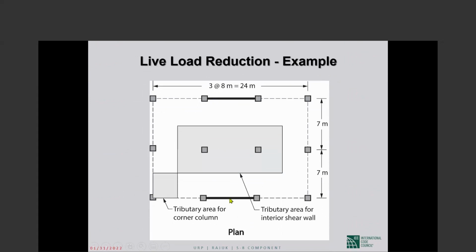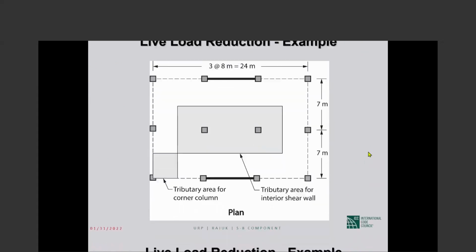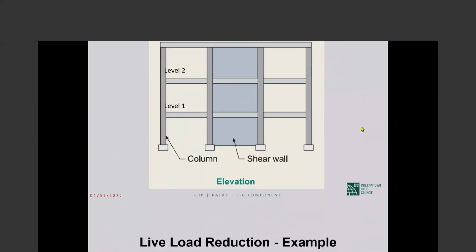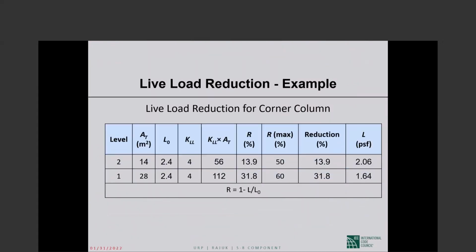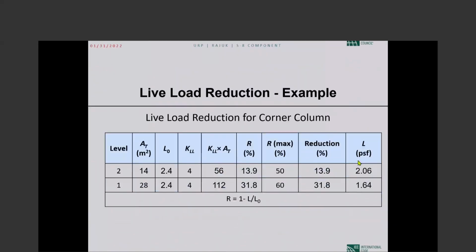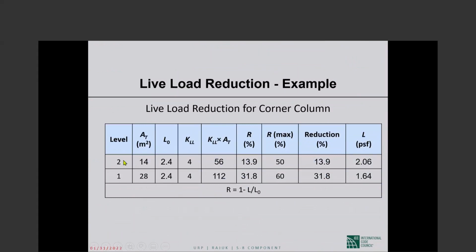We have shear walls on the two faces, otherwise these are columns. This is the elevation, the 4-meter height. We are calling this level 1, this is level 2, this is the roof. Roof is treated separately. Okay. So I think we have calculated live load reduction for the corner column and the shear wall. Those are the two elements for which we have done our calculations.